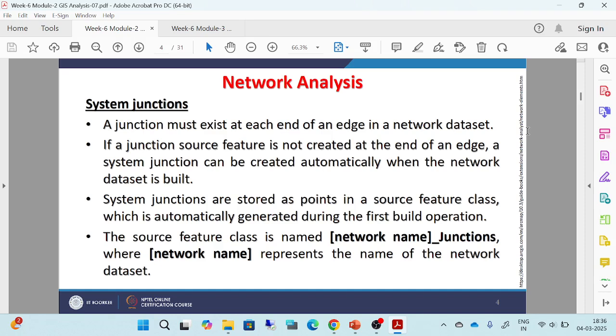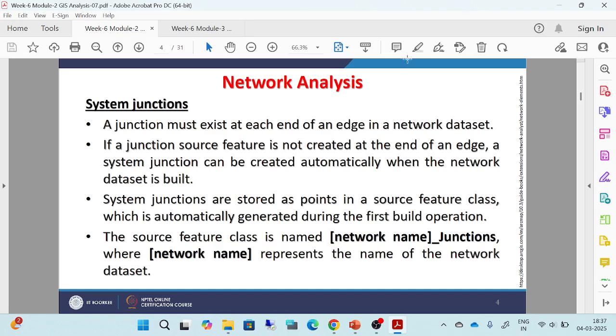Okay, so system junctions are stored as points in a source feature class, which is automatically generated during the first build operation. In GIS platforms like ArcGIS or QGIS, at times when you create a line feature, you are given a map and then you have to create the vector dataset from that. You have to use points, lines, and polygons.